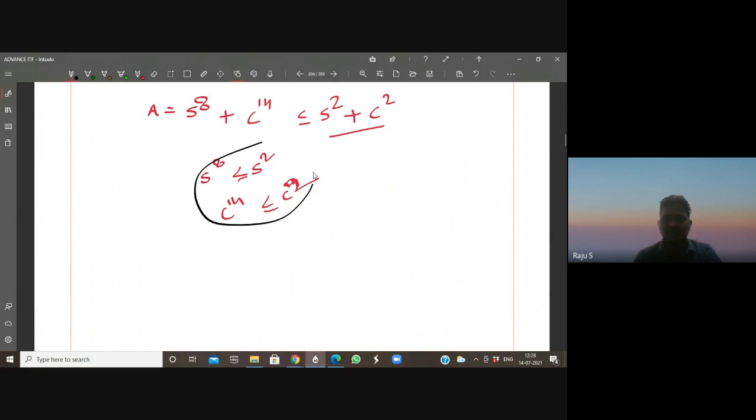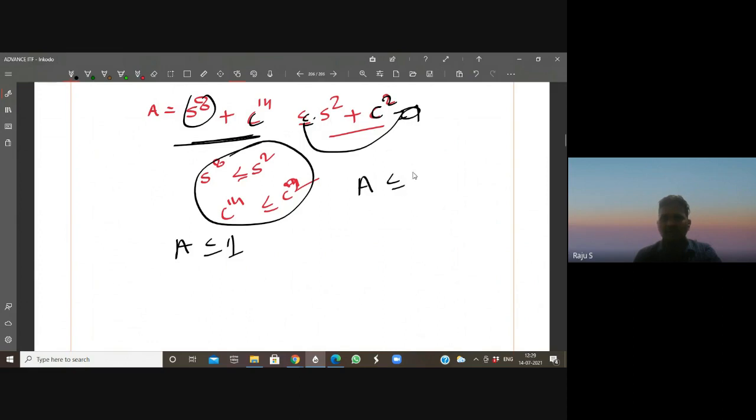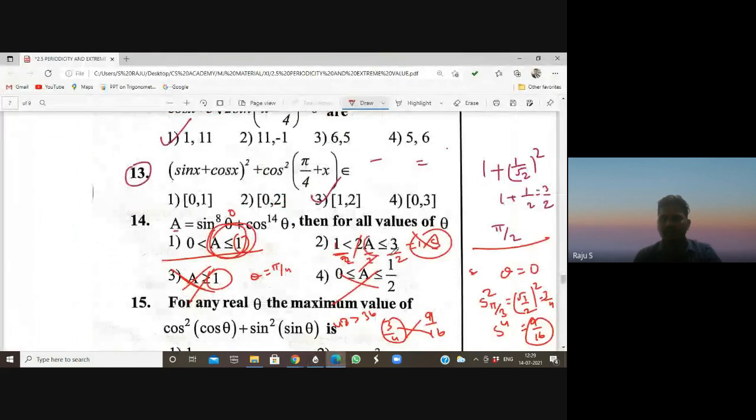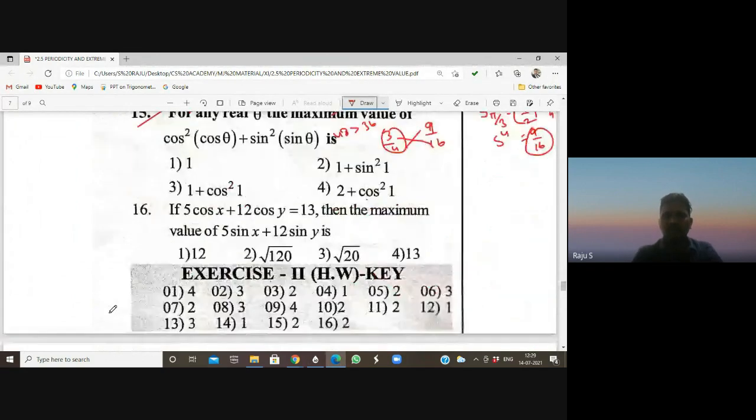Yes, students, it is equal to 1. So then A, shall I write lesser than or equal to 1 or not? Directly. Logically you can think sine power 8 lesser than or equal to sine square, cos power 14 lesser than or equal to cos square. When I add these two, it is lesser than or equal to this value, actually 1. So finally A we got lesser than or equal to 1. Here lesser than or equal to 1.5, wrong. Lesser than 1 by 2, wrong. Not greater than. First option. Is that clear? That's all.